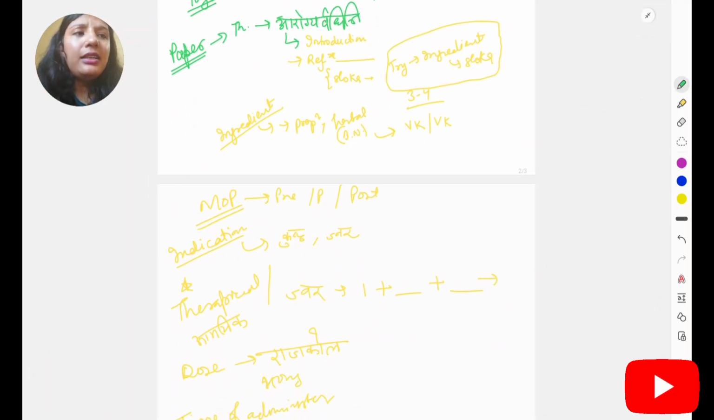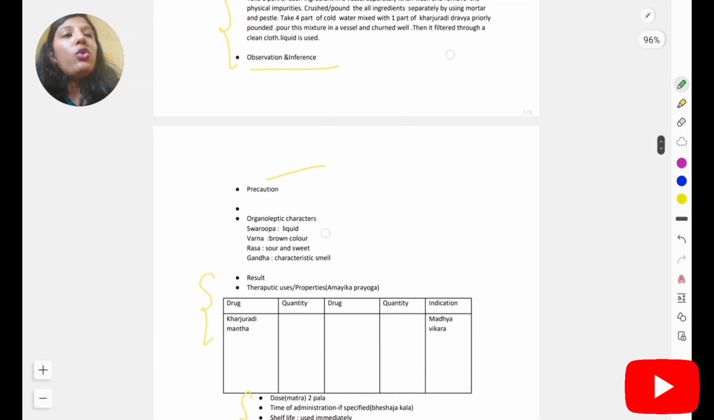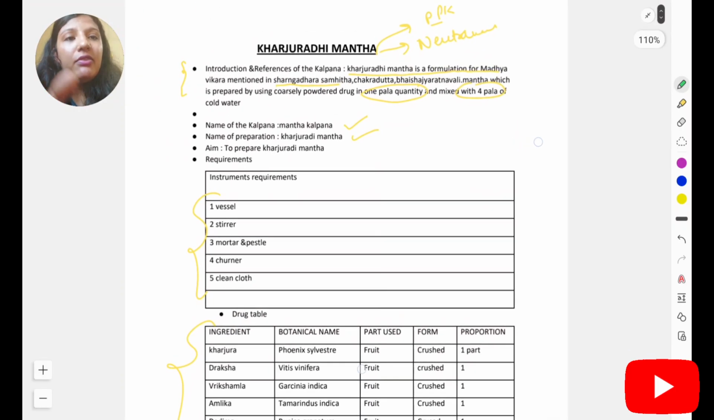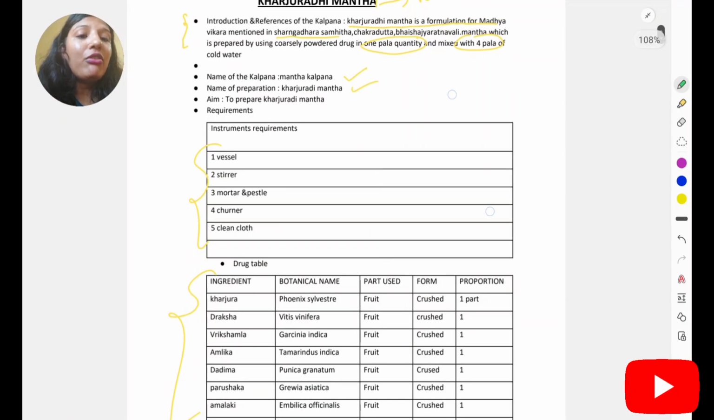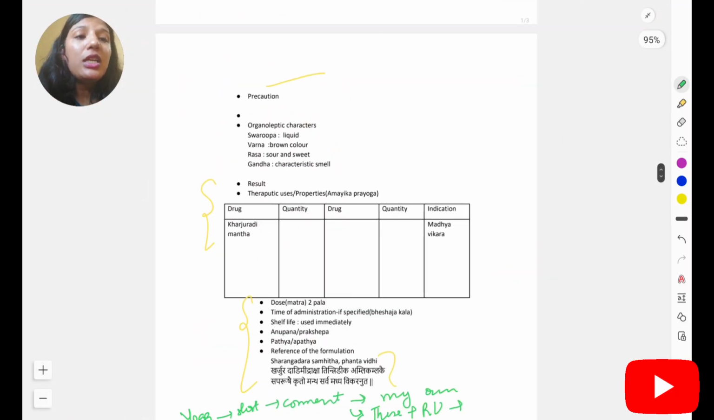And the another thing is that up to this in the yoga portion. For practical, only this format is more than enough: introduction, you can write a note, the name of the practical, name of the preparation, aim, requirement, drug table, procedure, observation, precautions, then their result, and dose and shelf life and anupana.